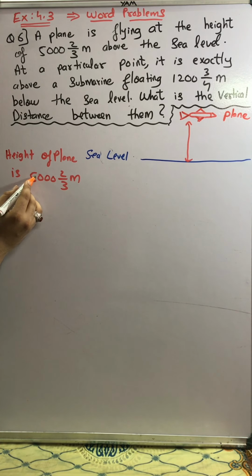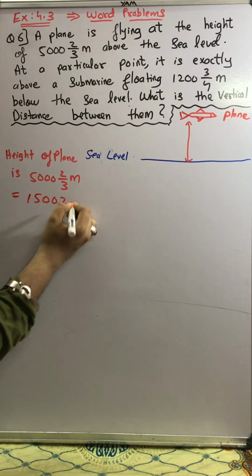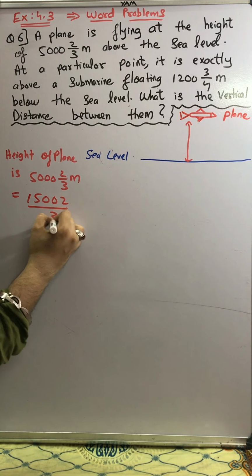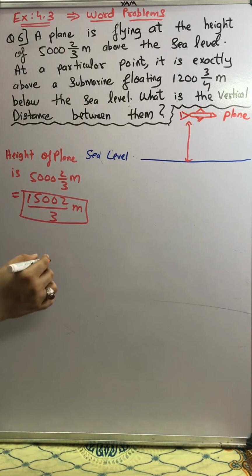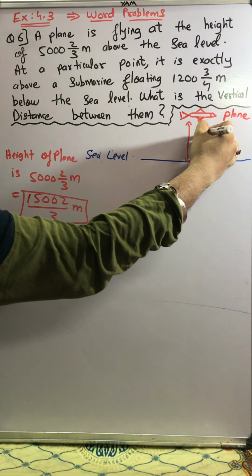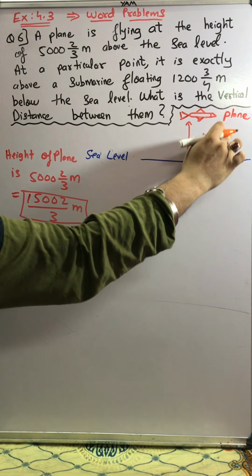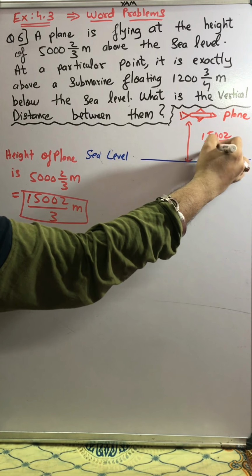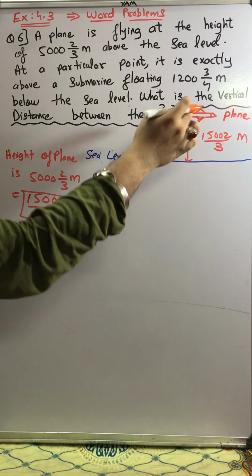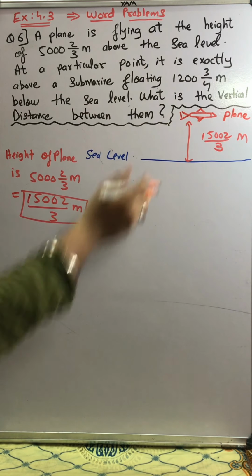Which comes to what? 3 into 5000 is 15,000 plus 2. So 15,002 upon 3 meters. So I have converted this into a fraction. So height is 15,000 and 2 upon 3 meters. This is the height of the plane. This is the sea level, above the sea level.